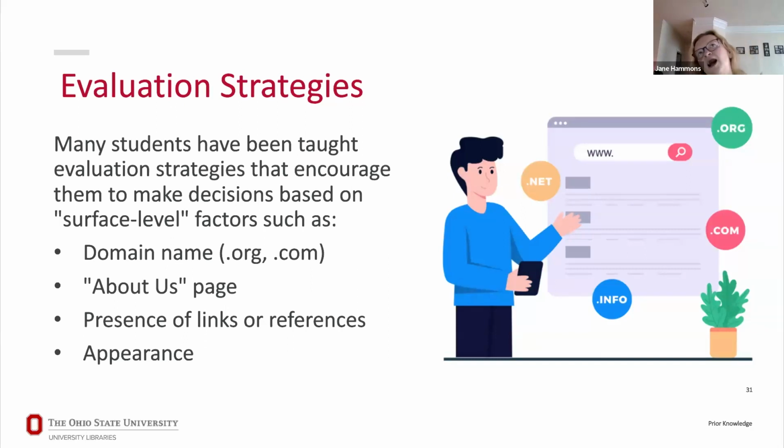But these are things that I still hear all the time, students coming into our classes saying, oh, this is a .org source, so that must mean it's a credible source. That's something they've been taught, and at certain times it may have had a lot more value as an evaluation strategy than I think it does now. Thinking about these kinds of evaluation strategies, this prior knowledge could actually hinder their ability to critically evaluate sources in the way we might want them to.